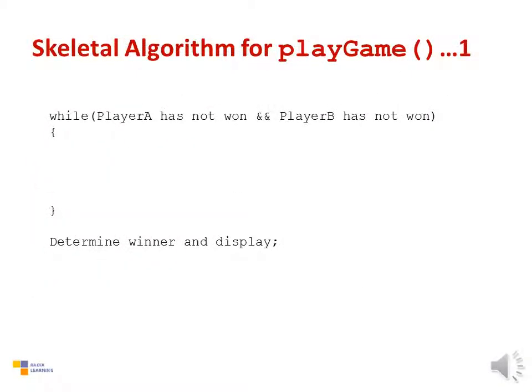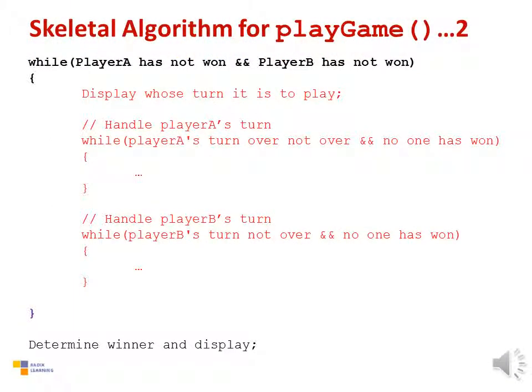We will begin the development of the skeletal algorithm to implement the method playGame. This method is in control of the game until one of the players wins the game. We write this as while player A has not won and player B has not won. Inside this loop, the method orchestrates the playing of the game. This while loop terminates only when either player A or player B has won. So outside the loop, we determine the winner and display an appropriate message.